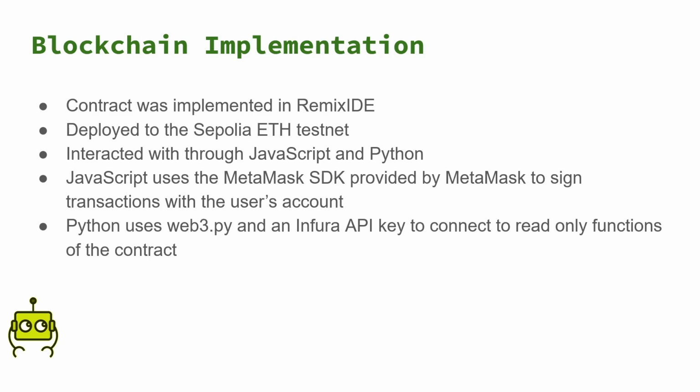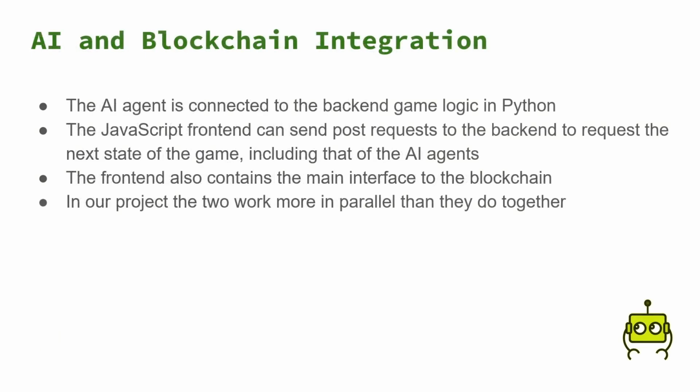For our AI and blockchain integration, the AI agent is connected to the backend game logic via Python. Our JavaScript code also sends post requests to our backend to request the next state of the game, including the states of the AI agents. The frontend also contains the main interface to the blockchain that our users will interact with. The AI and blockchain components more or less work in parallel alongside each other rather than completely dependent on each other.